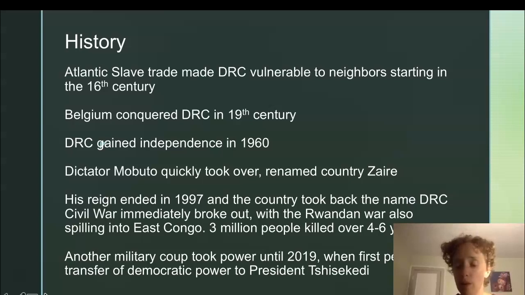Another military power under Kabila took power until 2019. The first Kabila died in, I think it was 2001, and that's when his son Joseph took over, who was much better than Mobutu, but still not a democratic acknowledgement of power. And so that didn't happen until January of 2019. The current president, Tshisekedi, and there's some concerns about him too and how he got to power and whether it was a really fair election, but it was an election. It was the first peaceful transfer of democratic power in the history of the Democratic Republic of the Congo, at least as far as we know.